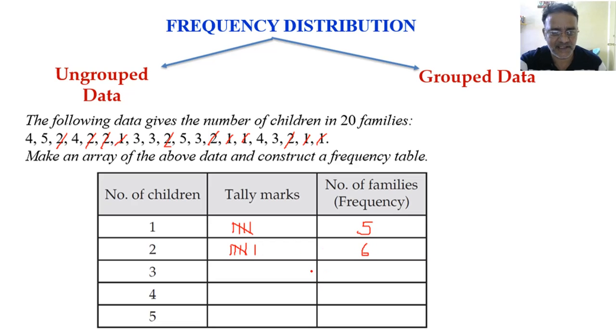ठीक है, ऑलरेडी 7th और 8th क्लास में कर चुके हैं. Now 3. How many 3s are there? 1, 2, 3, 4. Okay, now how many 4s are there? 1, 2, 3 only. How many 5s are there? 2, sir. Right, very good. So like that we have to complete the frequency table using tally marks. So this is ungrouped data.